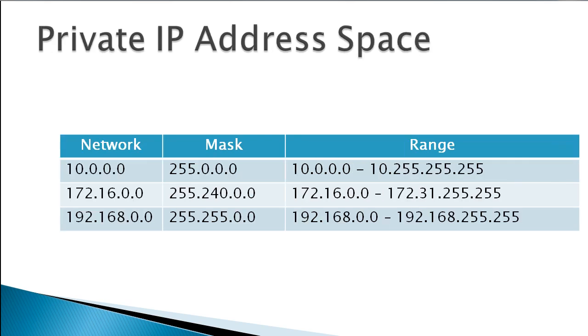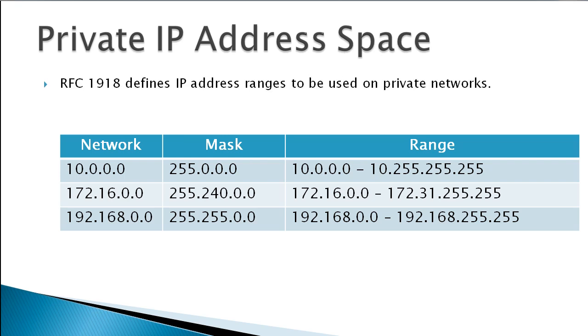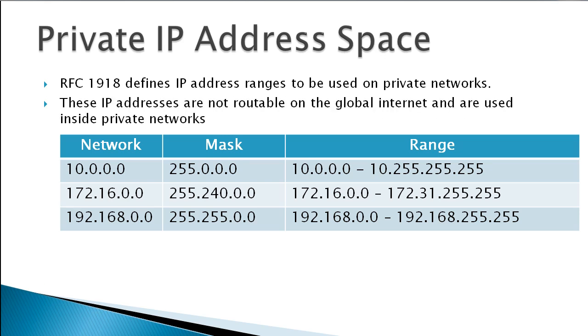Then we had private IP address spaces. We had a standard written called RFC 1918 that defined IP address ranges to be used in private networks, and those are the ranges you see here below. Now, these specific private ranges are not routable out on the global internet. They're only to be used inside private networks.